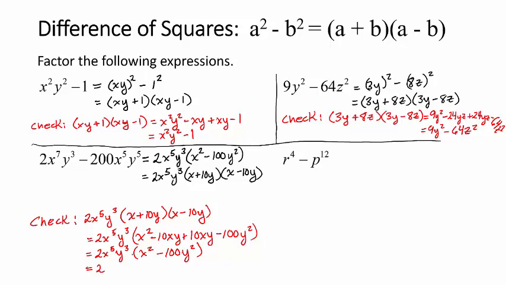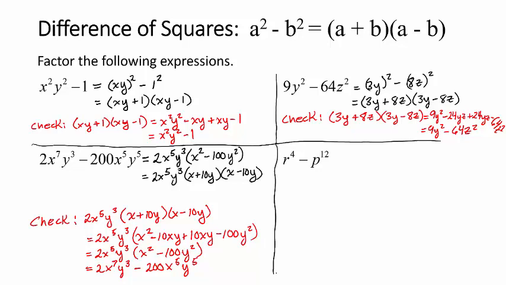What are we going to have? x to the fifth times x squared is x to the seventh, y cubed, right? And then for the second term, when we distribute the GCF through there, 2 times 100, minus 200, x to the fifth, y cubed times y squared is y to the fifth. Is that what we started with? Yes, it is. Very good.